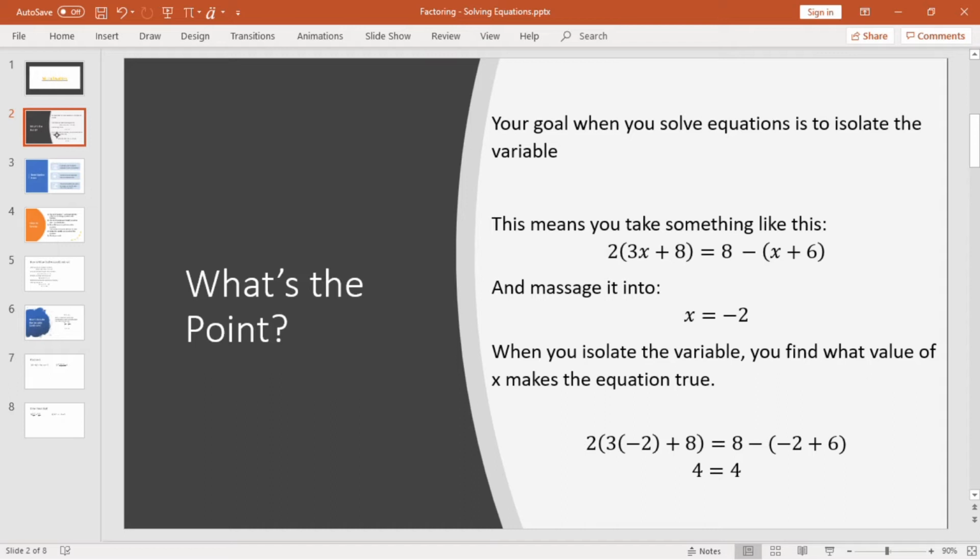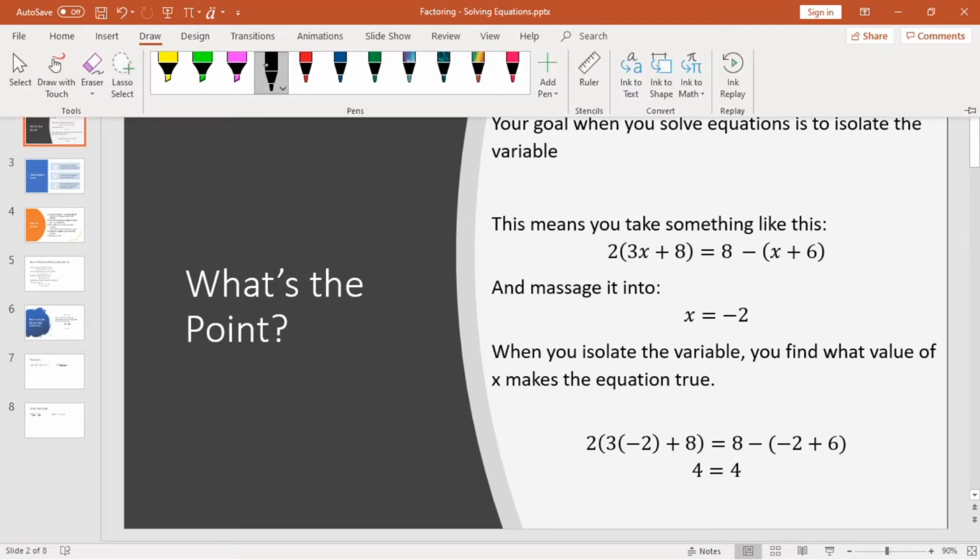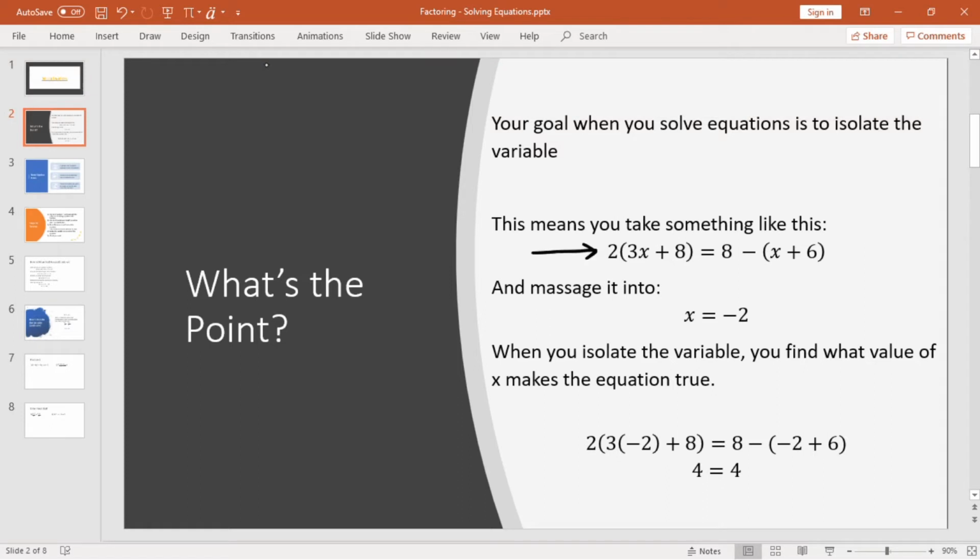So you start with a messy equation here. Ultimately, you're going to do some algebra operations, and then you're going to end up here. So in order for this equation to be true, x had to be -2, and there's only one value in this type of equation that will work.